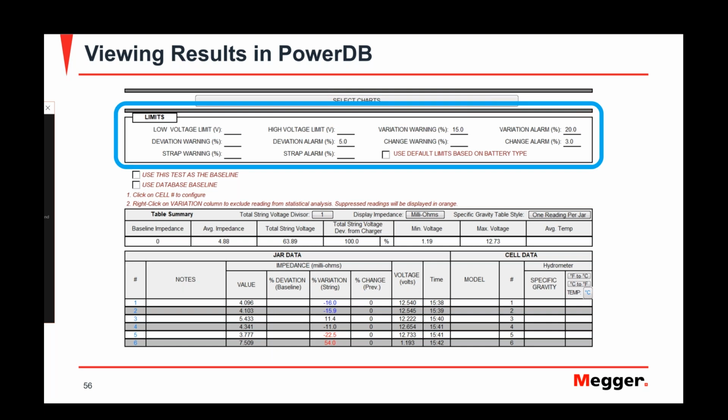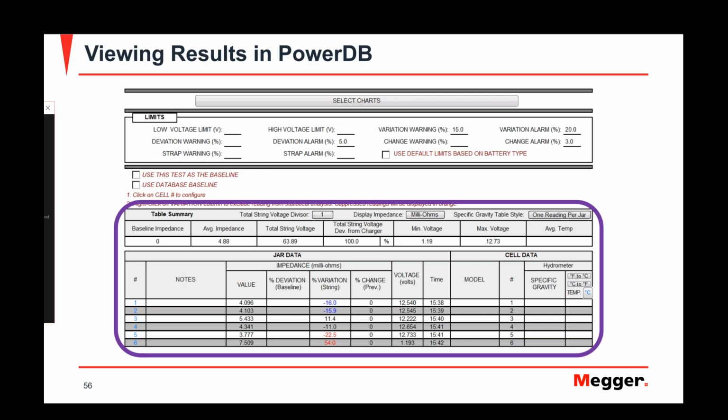Next, we have the limits block. This is where we can set the limits for our tests, and that way, whenever we're looking at those charts, it's going to tell us in the color code whether or not those values are something that we need to, that are of concern. This here is where we're going to identify whether we want to use baseline data or not, or if you want to use the test that you've just done as a baseline for the set of batteries that you're testing.